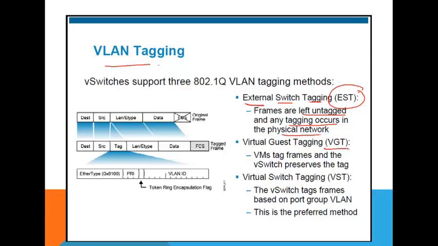Next is VGT, virtual guest tagging. The VMs themselves tag the packet before sending the traffic. Next is the recommended one, VST, where the vSwitch tags the frame. In the first option, the vSwitch doesn't tag and the VM doesn't tag; the external box tags and sends the traffic in. In the next option, the vSwitch doesn't tag and the external box doesn't tag, but the VM itself tags and sends it. The third option is that the vSwitch is tagging, not the external box or the VM.